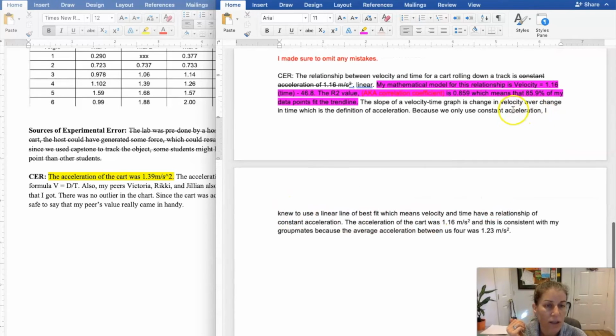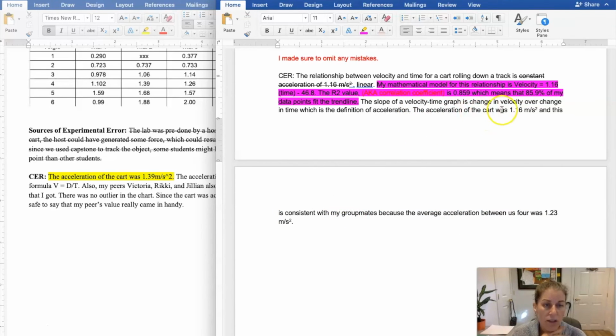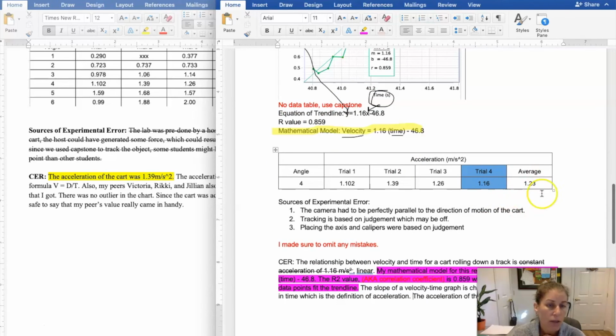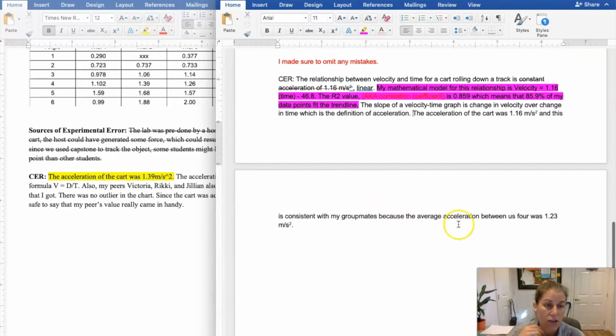Yeah, you don't need this at all. So you just want to state the theory and tie it back. So we don't need that. The acceleration of the cart was 1.5. And so the other thing you can do, the average acceleration between us four was 1.23. This is fine, mentioning what the average acceleration was from your group values. That's a very strong tie showing that you were really close to the others who had the same video.